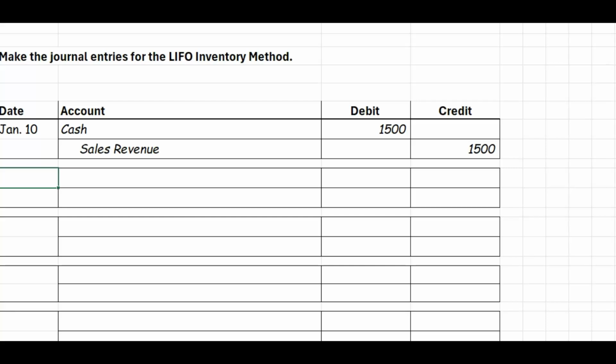Whenever we have a sale, we have to make two journal entries, one to record the revenue and one to record the cost of goods sold. We debit cost of goods sold. Credit merchandise inventory. We are removing these units from our merchandise inventory account because they have been sold. The cost of those units were $6 per unit. $6 per unit times 100 units is $600.